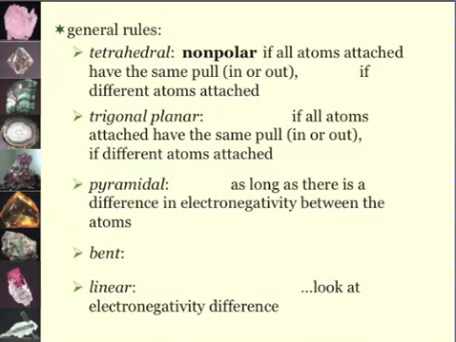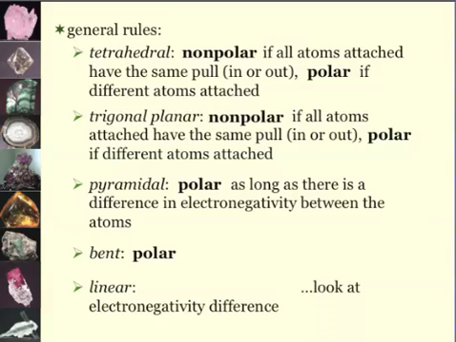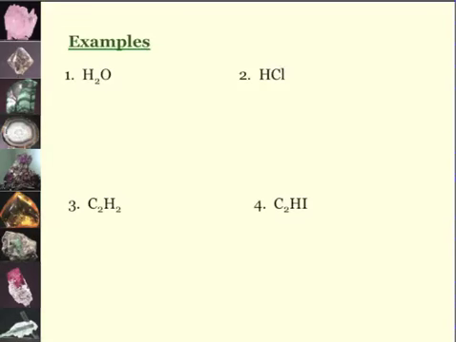Tetrahedral is nonpolar if all atoms attached have the same pull, in or out, polar if different atoms are attached. A trigonal planar is nonpolar if all atoms attached have the same pull, in or out, and polar if different atoms are attached. A pyramidal is polar as long as there is a difference in electronegativity between the atoms. Bent is always polar, and linear is going to be polar or nonpolar, and you have to look at the electronegativity difference. So, here are our examples.